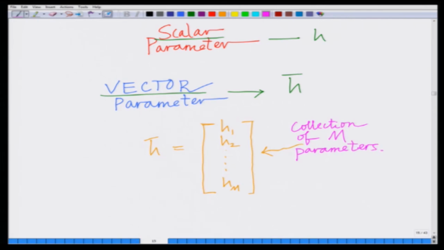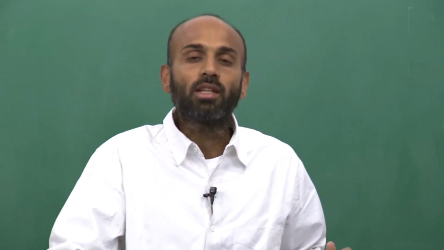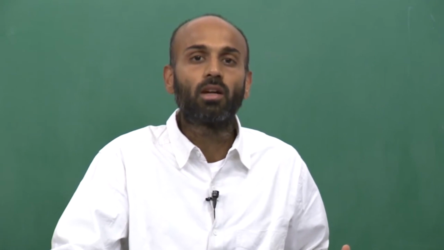So what we are going to start talking about from today is the estimation of a vector parameter, which we denote by h bar, an m dimensional vector, which means it contains m parameters h1, h2 up to hm. To motivate why we need to estimate a vector parameter rather than a scalar parameter, let us look at it from the perspective of an example. I think an example will clarify this concept and the framework related to it much better.